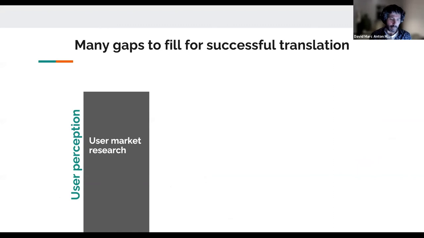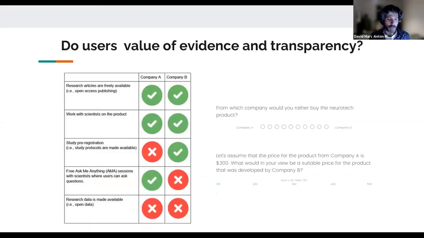And so the vision of our startup is essentially to build three pillars and bring together three key stakeholders. And it starts with the user, so the people who are going to buy the products. At the moment, we are starting a market research where essentially we ask neurotech enthusiasts and early adopters how they view evidence, what role it plays in their mind.